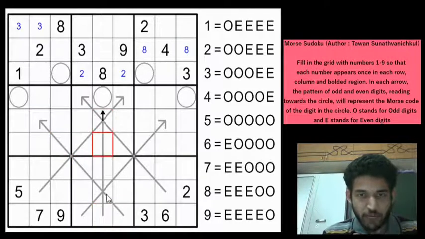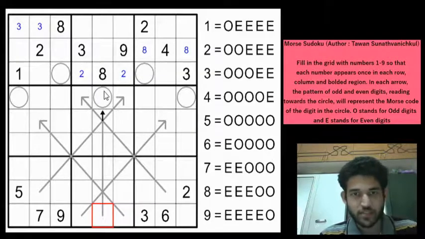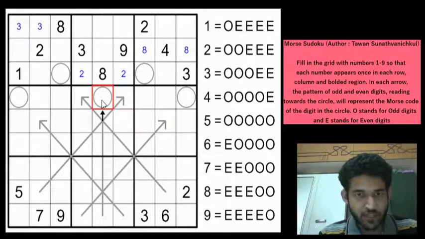But if you look at the middle arrow, we have the 8 not possible in this arrow, and there are also 2 odd digits along the middle arrow. So let us focus on this middle arrow and see if we can restrict the possibilities in this circle. So let us take this circle. It can either have an odd digit or an even digit. Let us see what happens if it is an even digit.